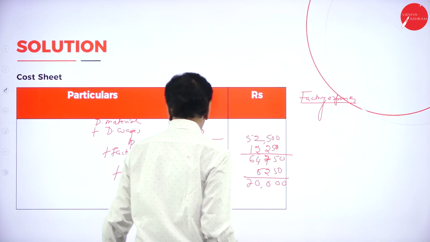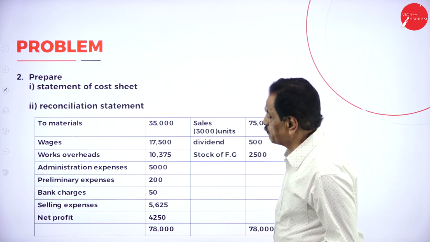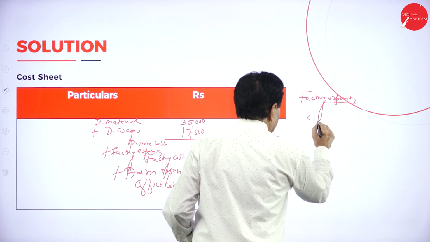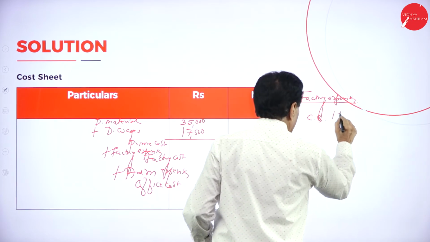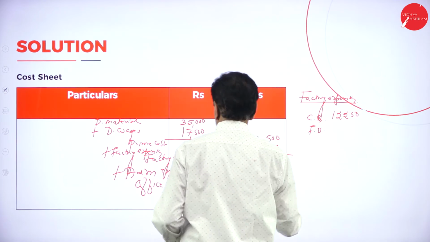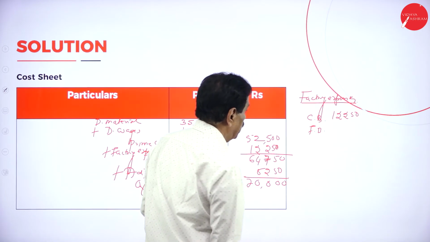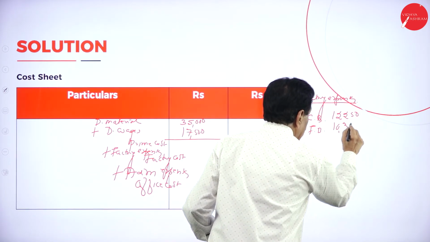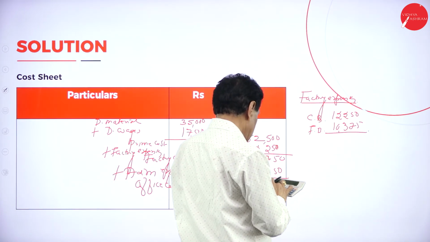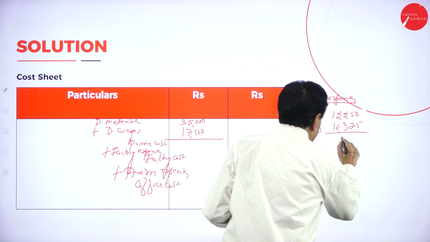Factory expenses. Your factory expense is 12,250 here. Here factory expenses is 10,375. So this is the cost book, 12,250. Then your financial book, 10,375. 12,250 minus 10,375 is 1,875.